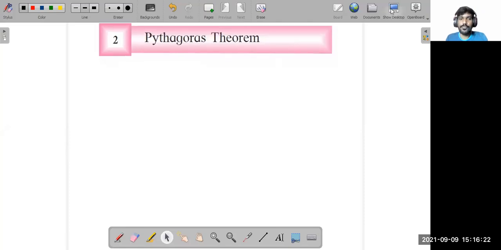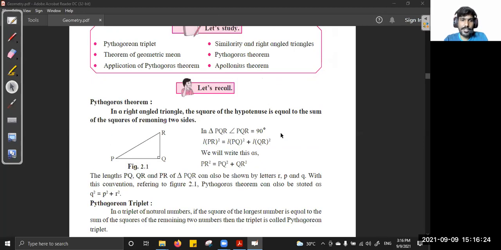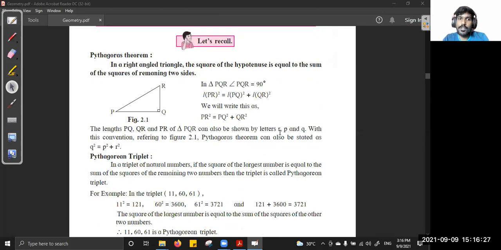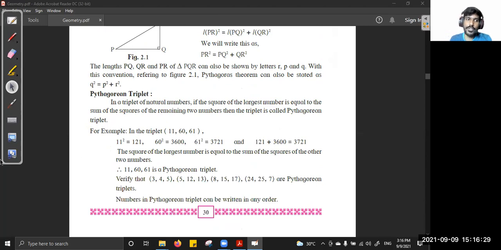Okay, so Pythagoras theorem. The first concept in Pythagoras theorem is about a Pythagorean triplet.